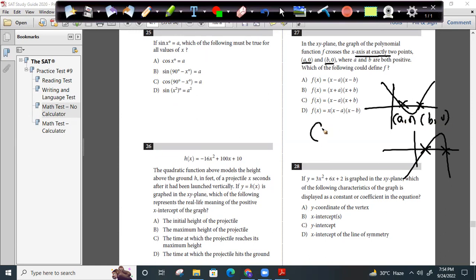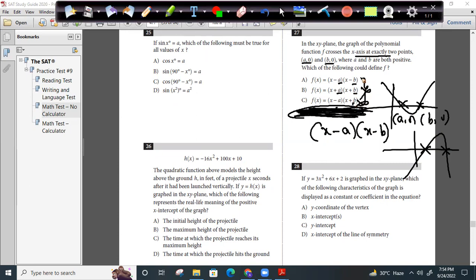So it should be x minus a into x minus b. D is meaningless because x is a cubic function. So by closing your eyes, D is gone because it is not a quadratic function at all. Between A, B, and C, it should be A and B. So this is minus A minus B.